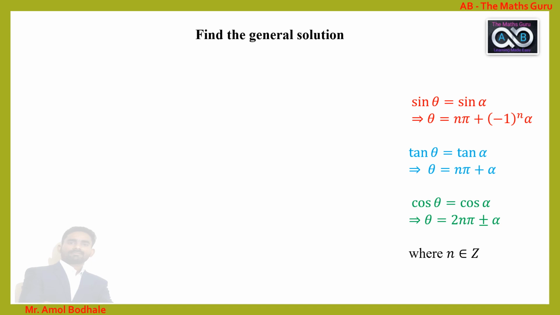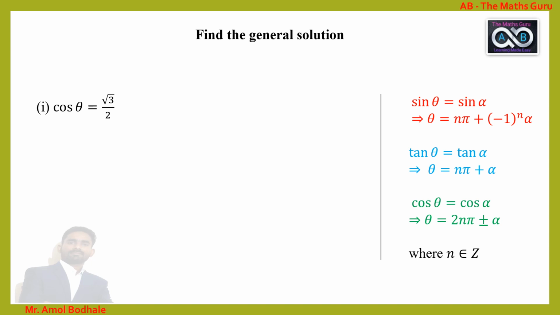For tan theta equal to tan alpha, theta equal to n pi plus alpha, and for cos theta equal to cos alpha, theta equal to 2n pi plus or minus alpha. These are the general solutions. So we have to remember this. Now let's see the example.